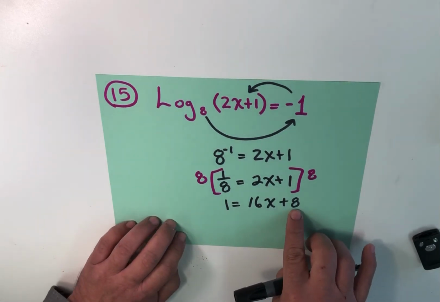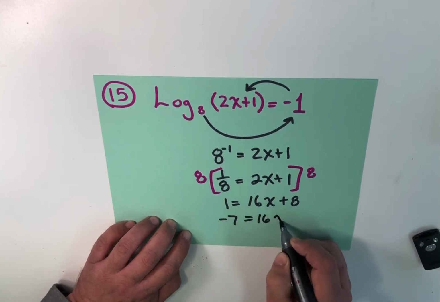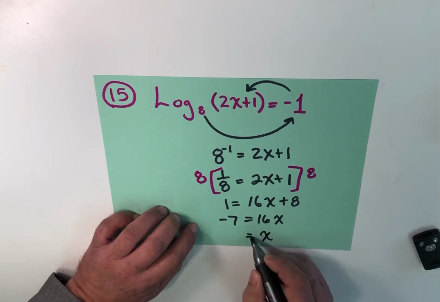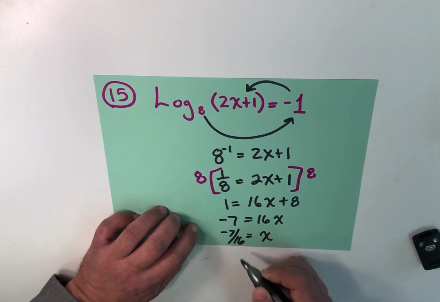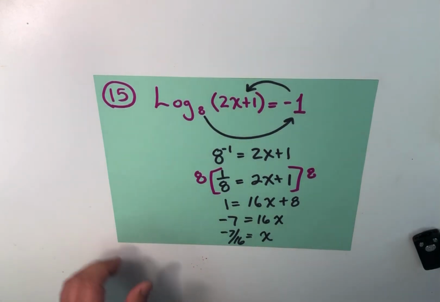By subtracting 8, that'll give me negative 7 is equal to 16x. And when you divide by 16, you get x is equal to negative 7/16. And I didn't have anything to do with common denominators. Yay! Let's try one more.